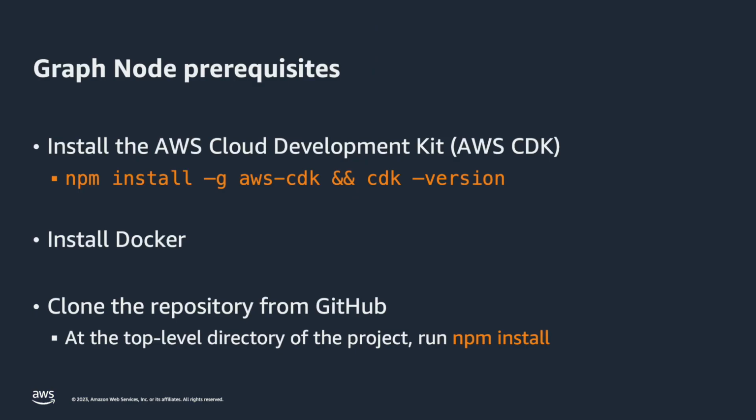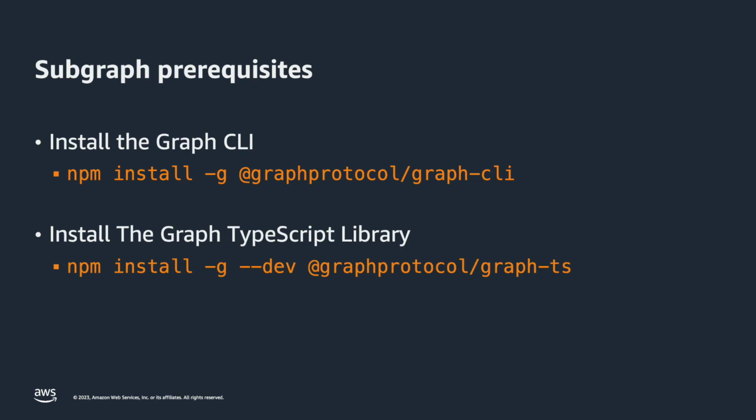Let's get started with the prerequisite steps. If you do not have the AWS Cloud Development Kit installed, you can install it with the following command. Also, make sure that you have Docker installed on your machine. You can clone a repository from GitHub, which is linked in the description. At the top level directory of the project, run npm install to install all the required dependencies. In order to create and deploy subgraphs, you must additionally install the Graph command line interface and the Graph TypeScript library. You can install these on your machine with the following commands.